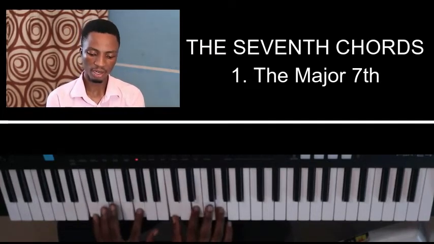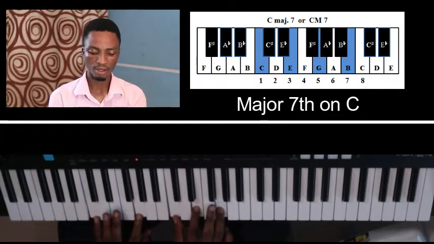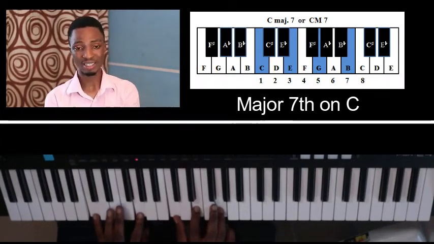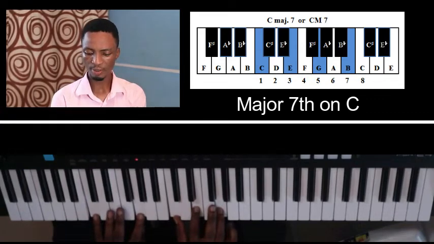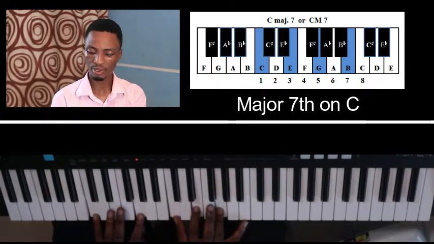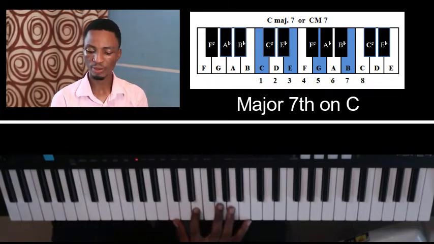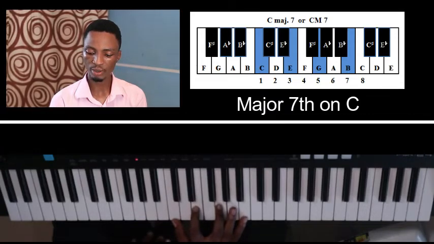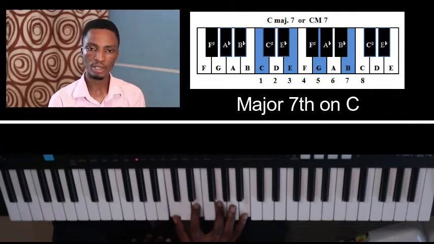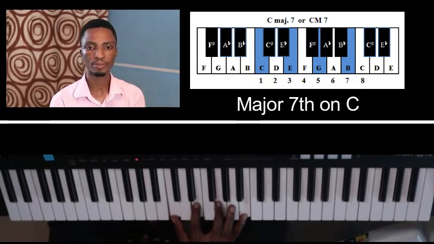So this is a major triad of C. We are building the 7th chords on C. So if this is a major triad on C, the major 7th chord is adding the 7th degree note, which is B. So instead of the C, E, G, I'm adding a B to it to get a C major 7th. So this is a C major 7th.